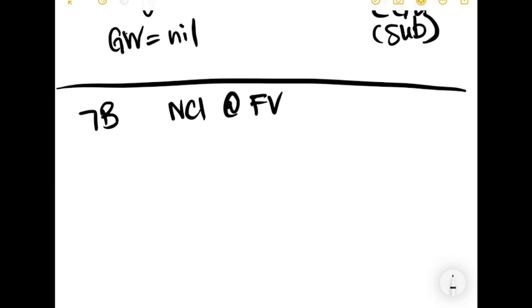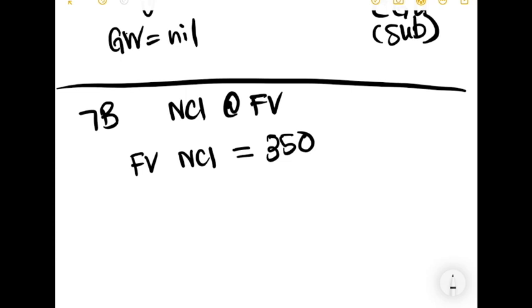Okay, and in this case, like example 7a, the subsidiary is a standalone CGU. The information in this question is pretty much the same as in 7b with a few tweaks. The first thing that's different is that the fair value of the NCI is 350.